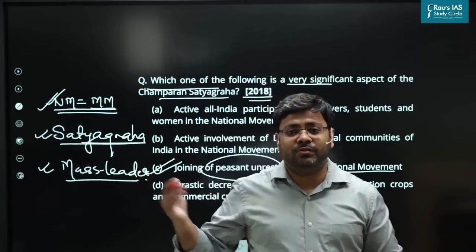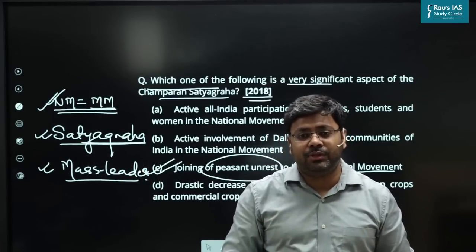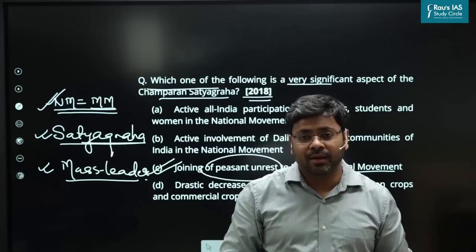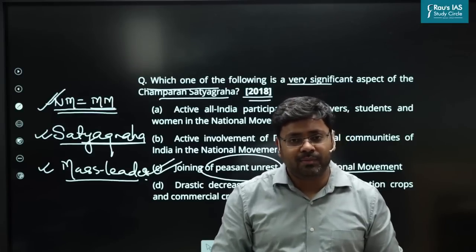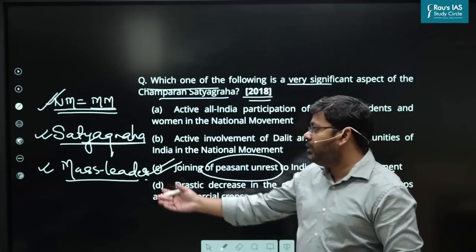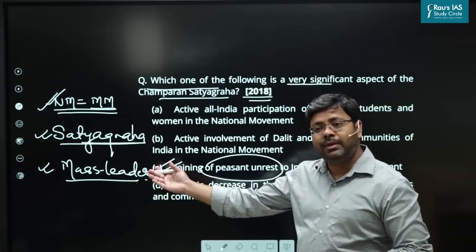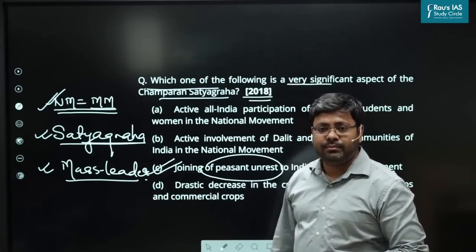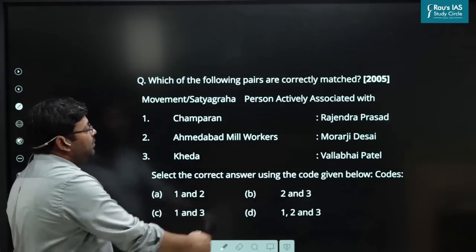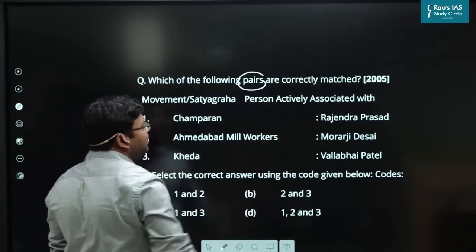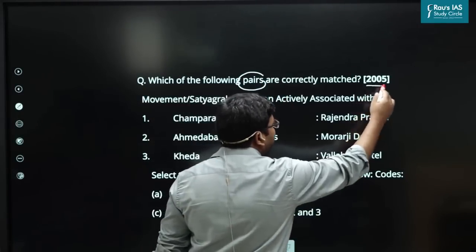And a similar question was framed by UPSC, a beautiful question, that it was Champaran of Bihar that made Gandhi Mahatma. Truly, after this time, he would be considered the biggest mass leader in India. Another question: which of the following pairs are correctly matched? This is a UPSC 2005 question.